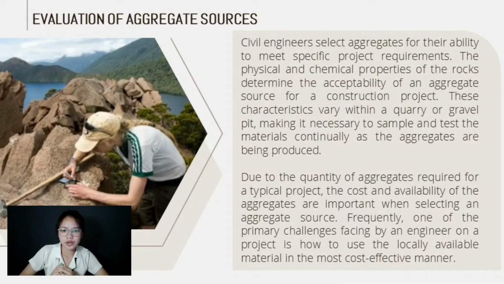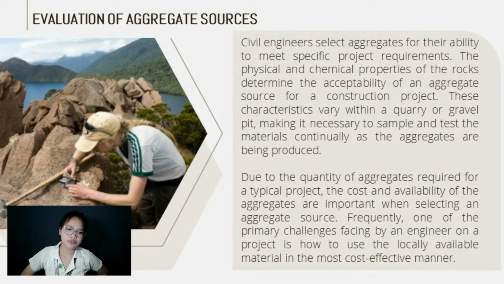So as we are already done with discussing the aggregate sources, and we already know the two general sources of aggregates, the sand and gravel pit and the quarry, we will now proceed in discussing the evaluation of aggregate sources. Civil engineers select aggregates for their ability to meet specific project requirements. The physical and chemical properties of the rocks determine the acceptability of an aggregate source for a construction project.